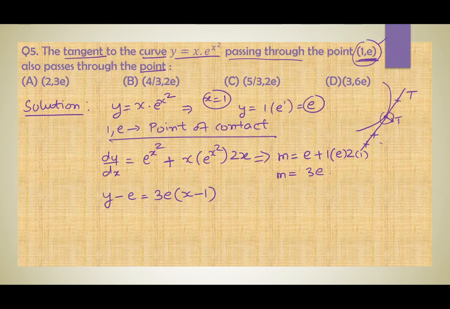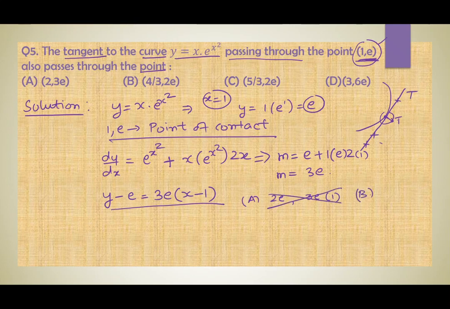Right. Now, what I can do is substitute the options one by one. Let us substitute option A. If I substitute option A here, I need to check if it tallies or not. So option A is (2, 3e). So this is 3e minus e, that is 2e, is our LHS. And let us look at the RHS then. RHS comes out to be 3e into 2 minus 1, which is 1. So option A is not our correct answer.